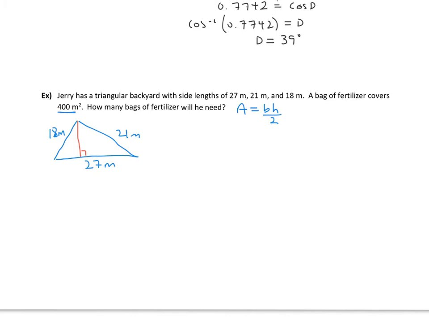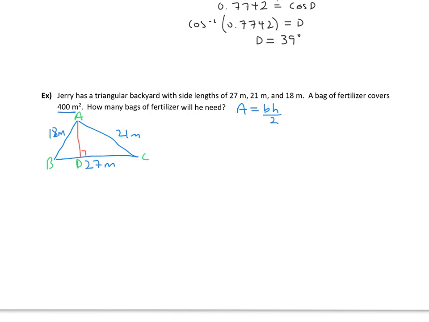So I know my base in this case, the way I've drawn my triangle, it's 27. I don't know the height yet, but we can get there. Notice I have a right angle triangle inside of my big triangle. I'm going to label this ABC, and I'm going to call this D in the center where that height meets the base. So triangle ADB is a right angle triangle. Triangle ADC is also a right angle triangle.